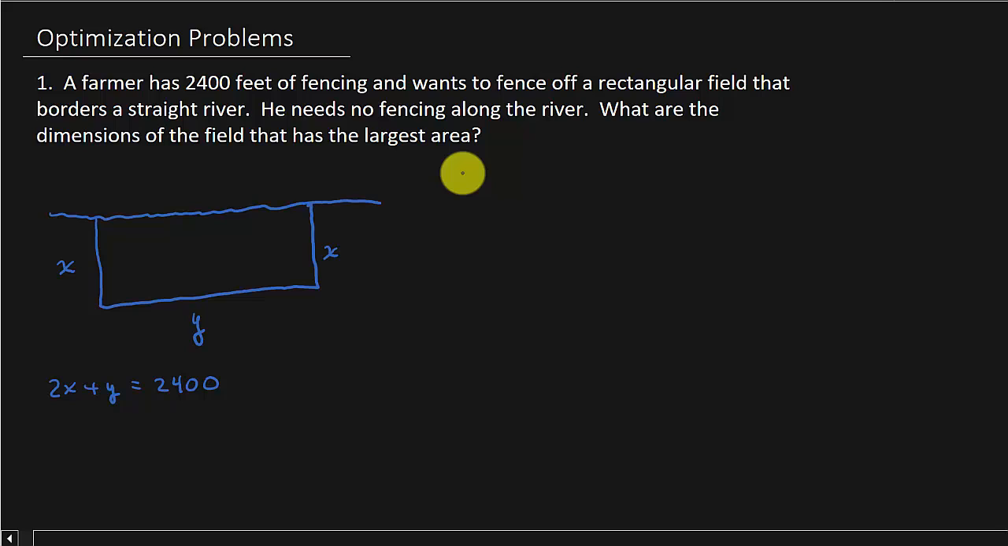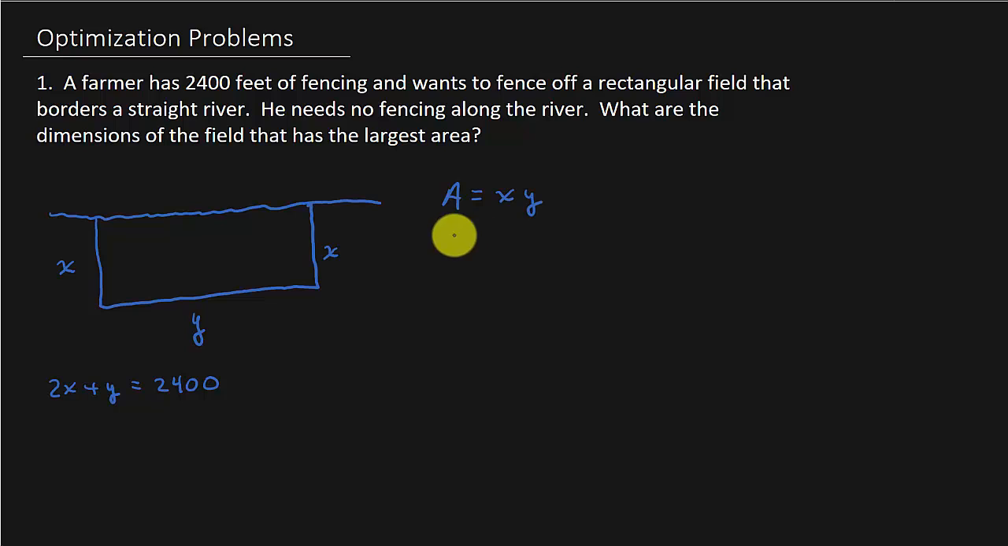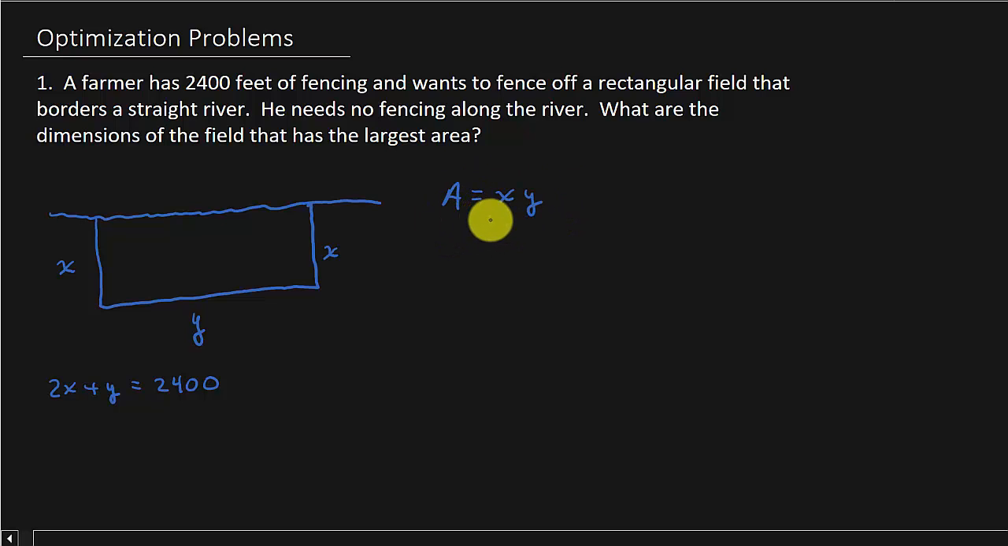So what's the area of a rectangle? Well, area is equal to length times width, or in this case x times y. So I want to maximize this, so I need to take the derivative of it. But I want it in terms of one variable. So typically what I like to do is get everything in terms of x. So let's do that. How can I do that?